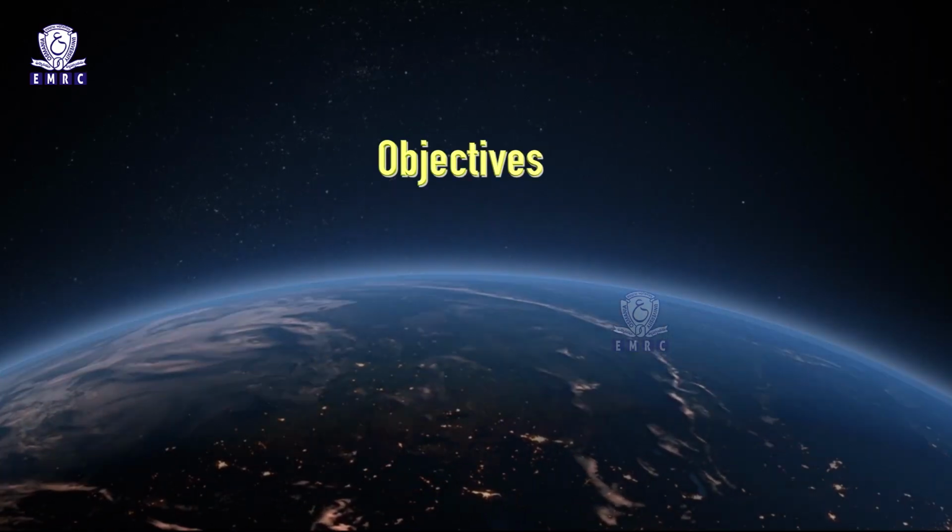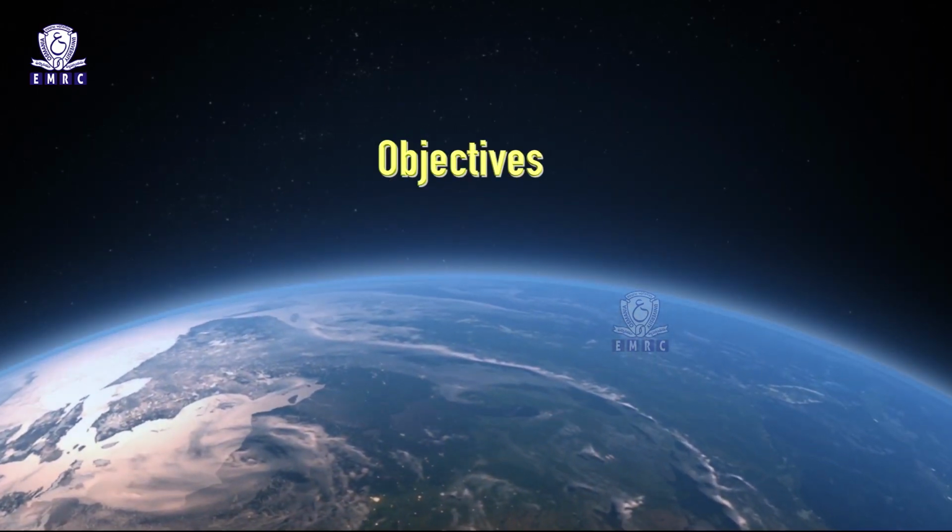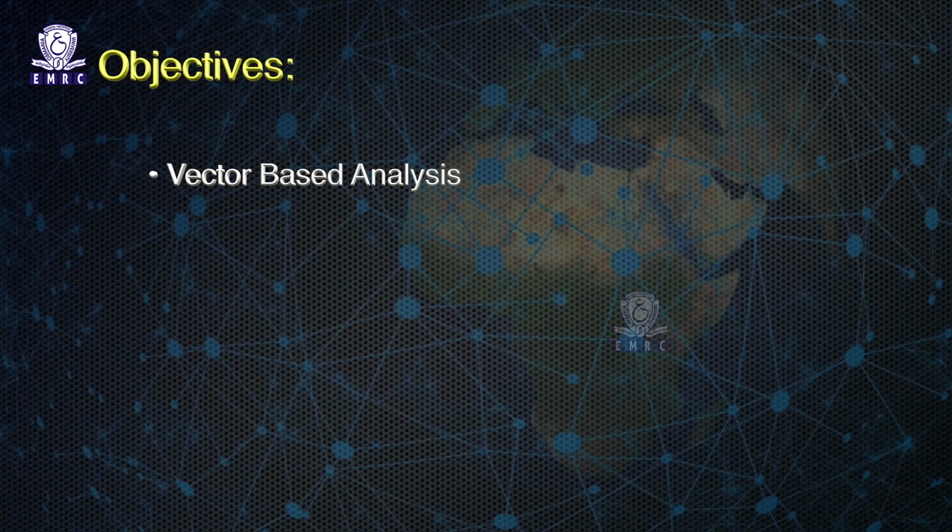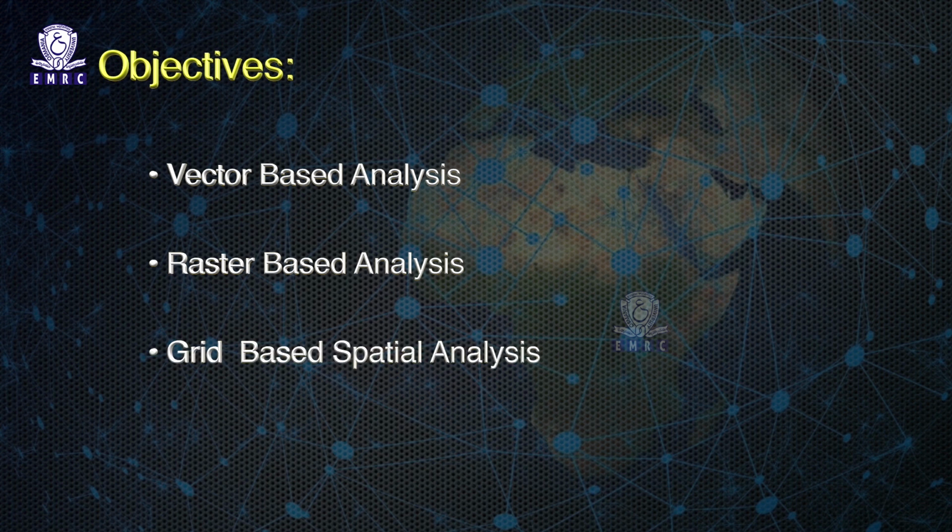In the previous chapter, we have discussed various aspects linked to spatial data analysis. In this chapter, we will get to understand different spatial analysis types like vector-based analysis, raster-based analysis, and grid-based spatial analysis.